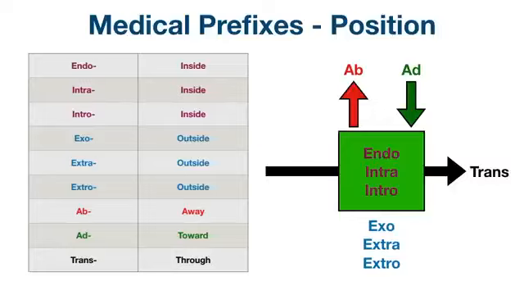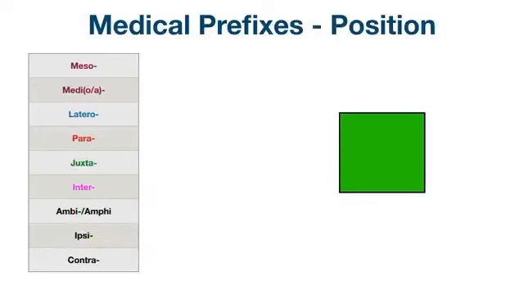Finally, we have trans, which means through or across. You can think of transfer or transportation, which is the movement across 2 points, or translucent or transparent, which is light going through or across something. Let's wrap this up with positions and locations that refer to middle, lateral, nearby, and between.